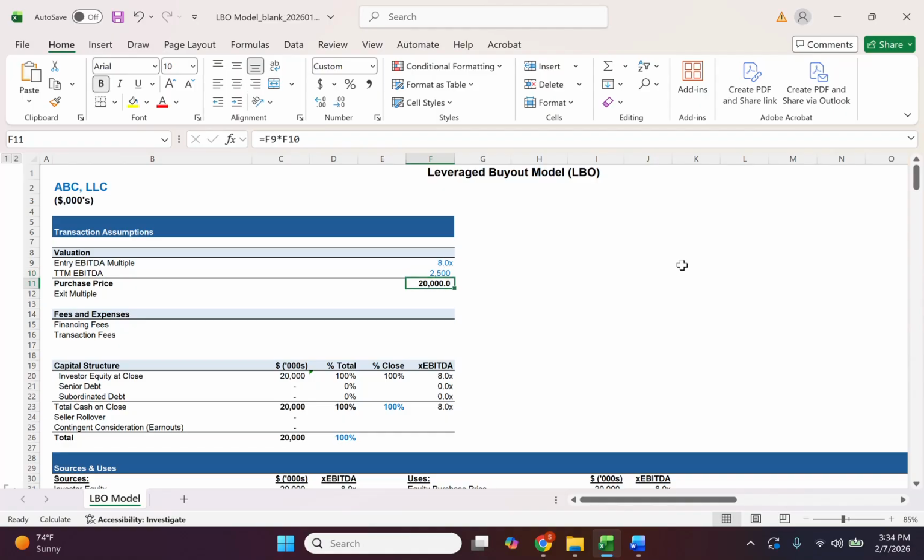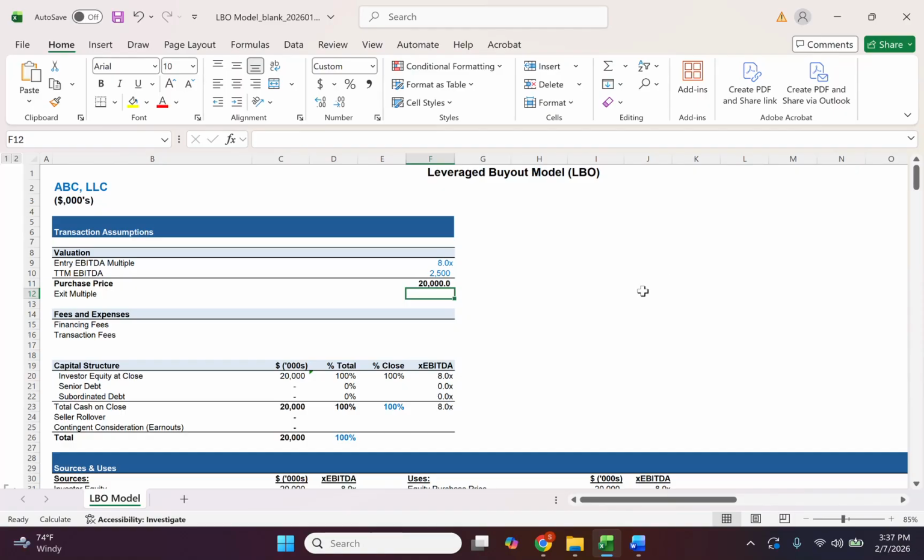Once those two inputs are in, the model calculates the total enterprise value, which comes out at $20 million. This is the headline value of the business before we think about structure, rollover equity, or earnouts. Importantly, this $20 million represents the enterprise value. It includes the cash paid out at close, rollover equity, and earnouts, but it does not mean all $20 million is paid out in cash.